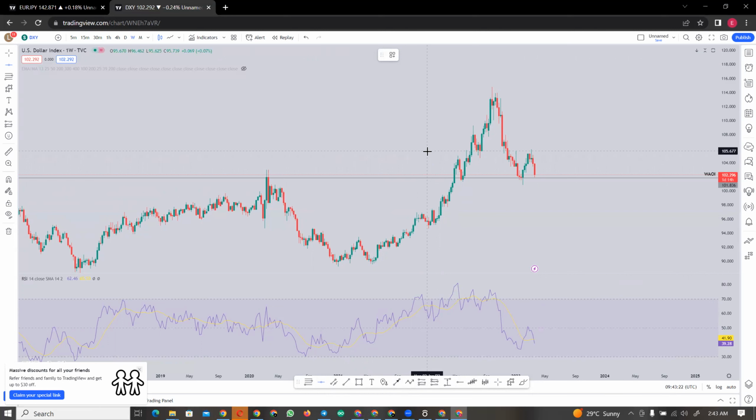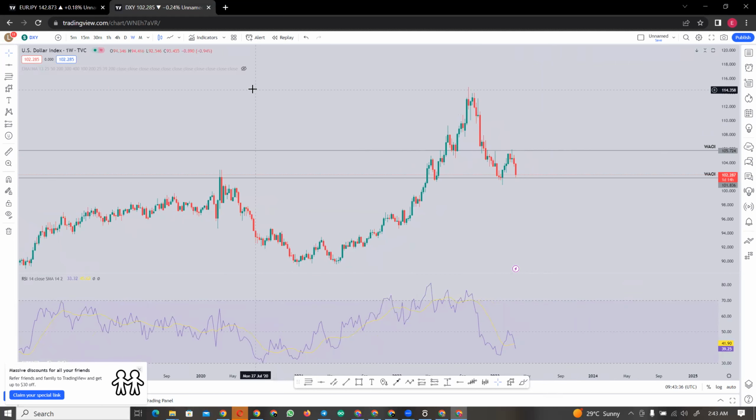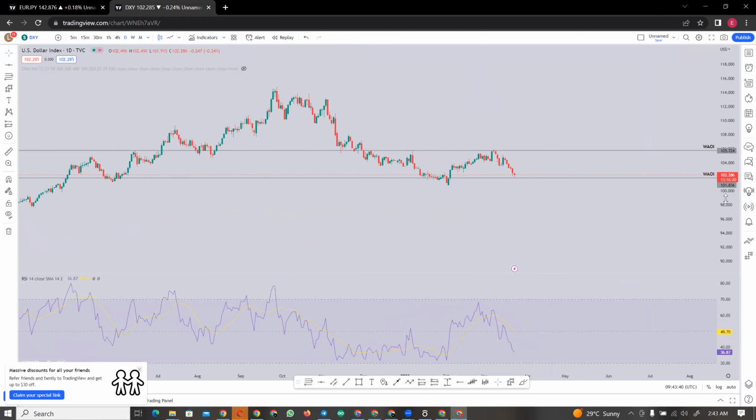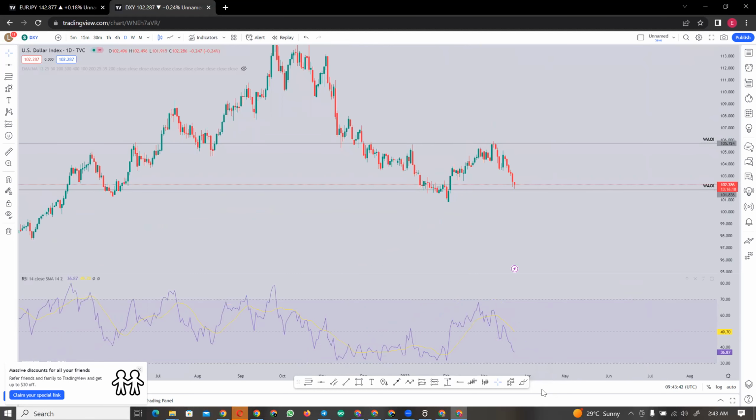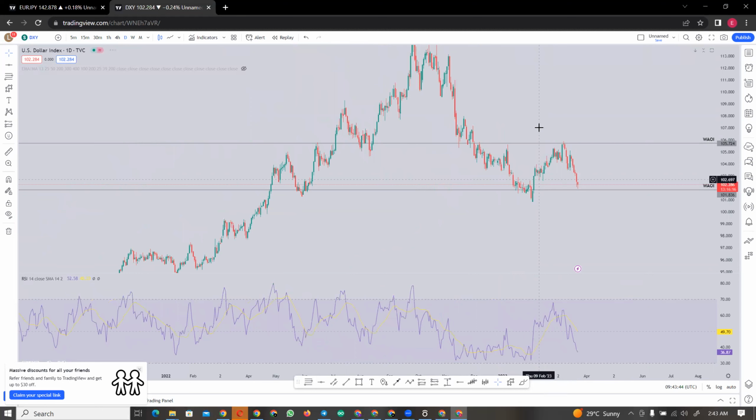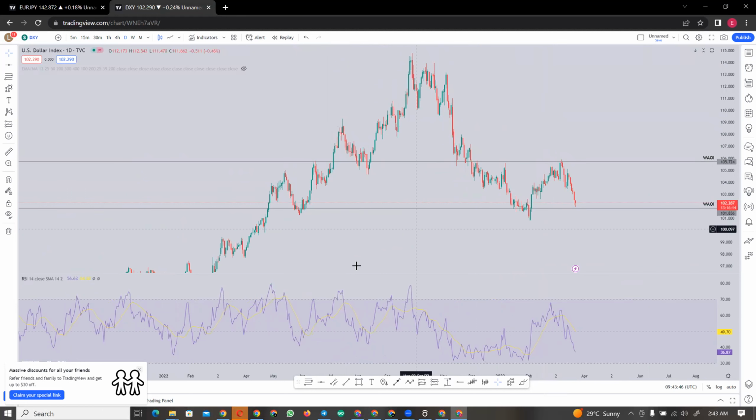This is our weekly AOI. You agree with me? Yes. We have this resistance, support resistance. We level it. That's all. We are done here. We move straight to daily time frame. Daily time frame, we are bearish. Because of what? Because we have this.